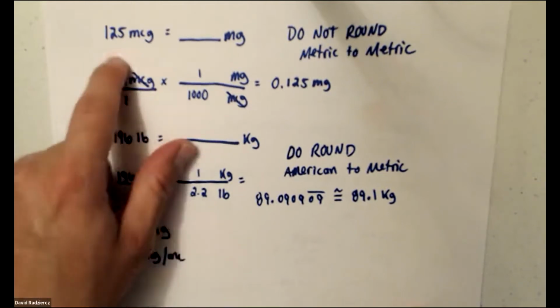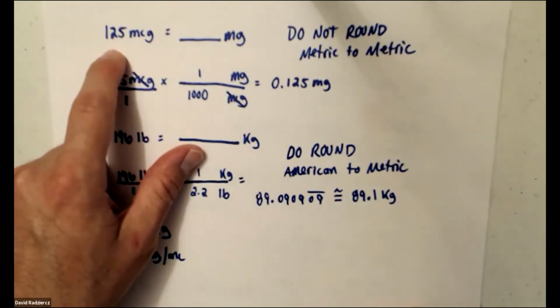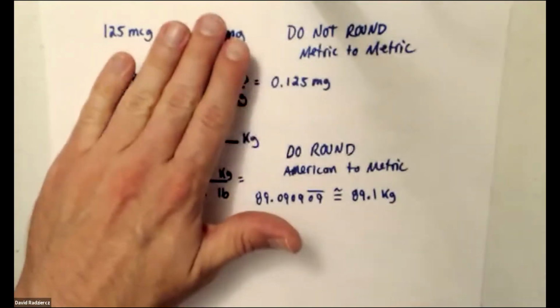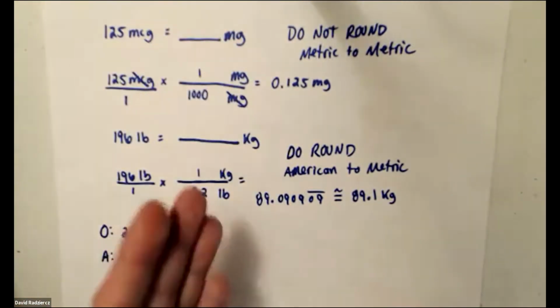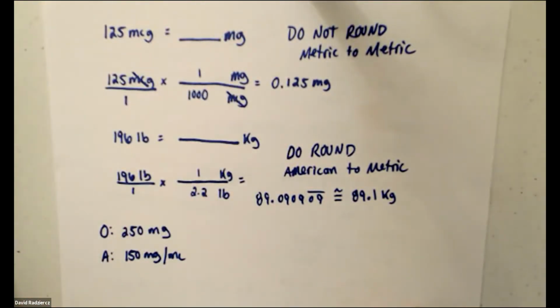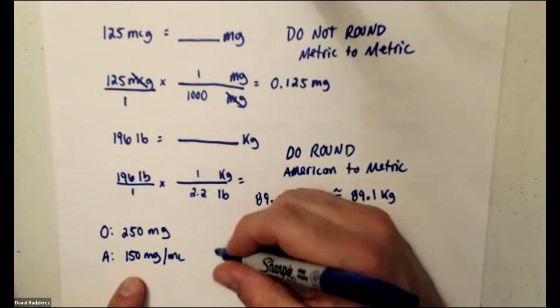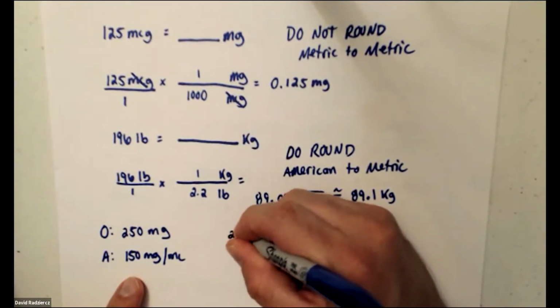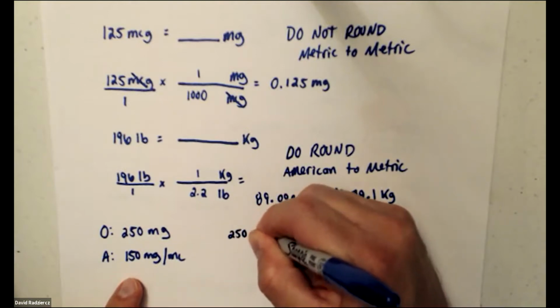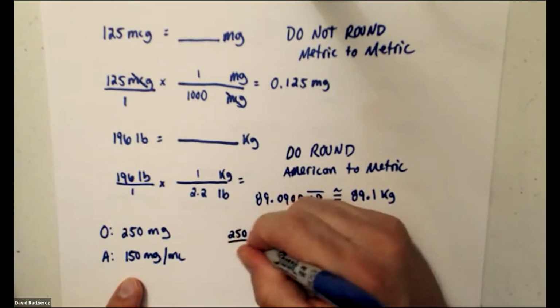If you're like me and you just write 0.125 and don't even think about setting up anything, you just write down the answer. Now you at least have a clue of what you can write down if you needed to. Okay, so the order is 250 milligrams, and I want to know how many milliliters of this medication to administer.